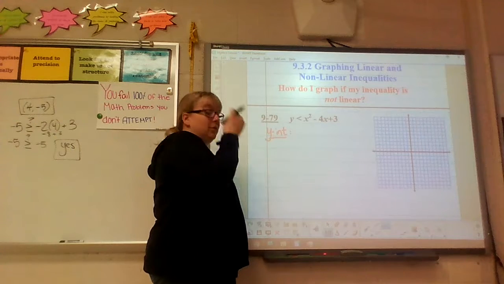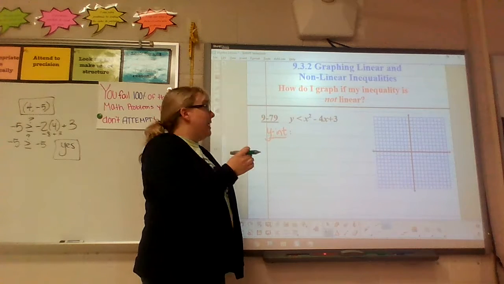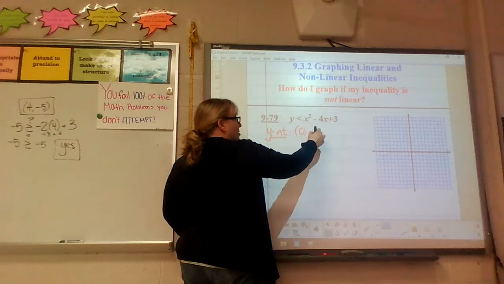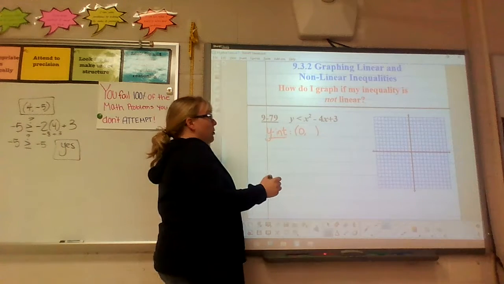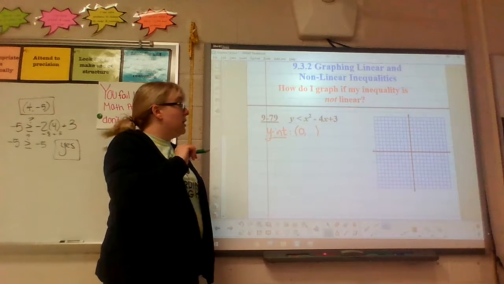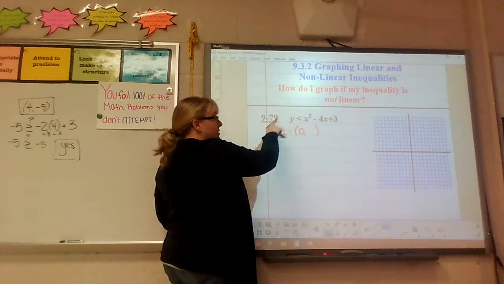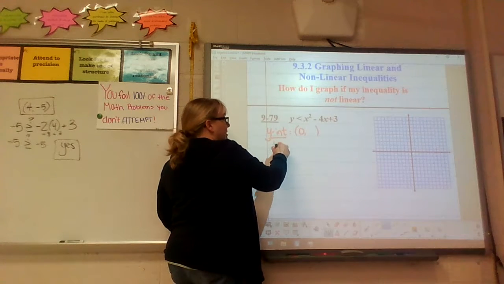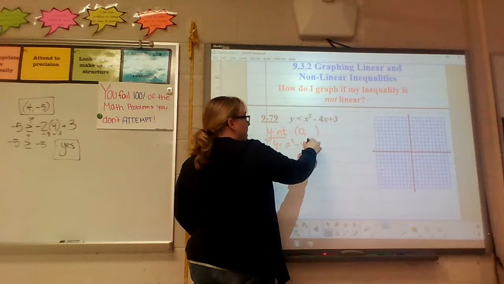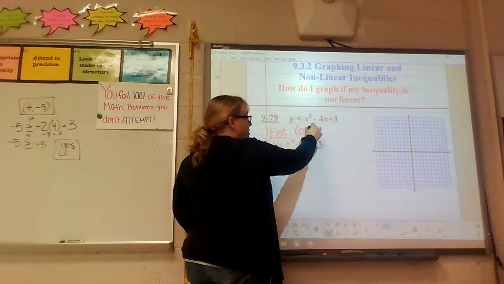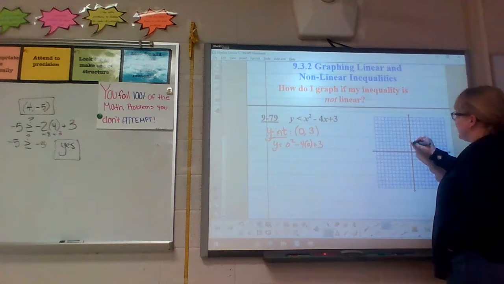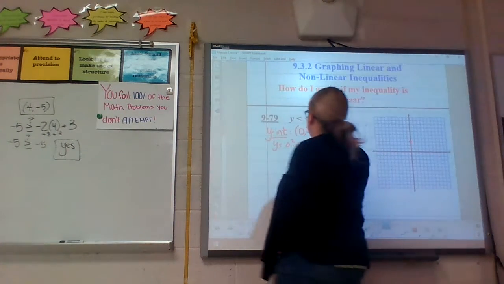This is a good reminder for those of you that are having trouble with graphing quadratics of what you need to do. The y-intercept is what you get when x is 0. So if I plug 0 into my equation, because remember when we're doing our boundary, we treat it as though it's an equation. So y is equal to 0 squared minus 4 times 0 plus 3, I would just get 3. So there is my first point. My y-intercept is at the y-axis at 3.